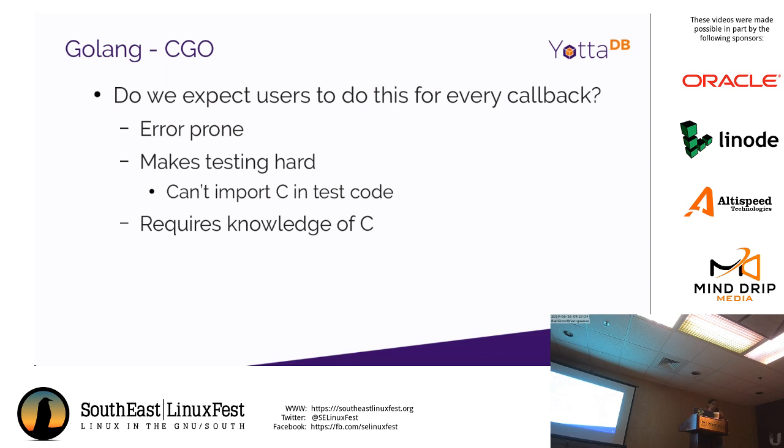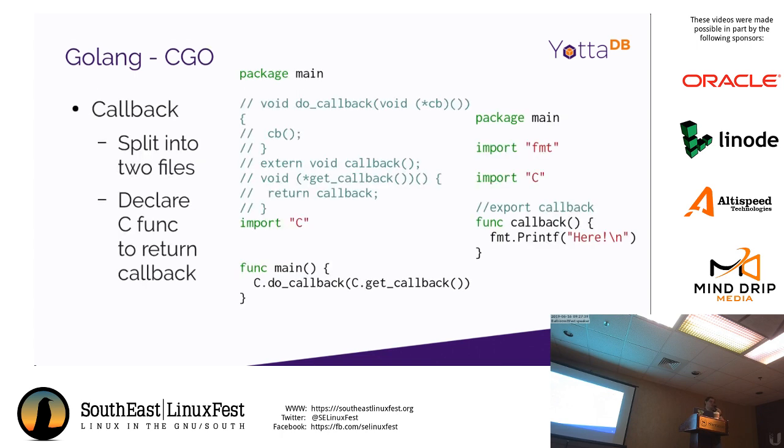So now I have to create some kind of infrastructure to allow me to import a C function into my testing code so that I can verify my callback function works as expected. Gets kind of ugly, gets kind of annoying to manage. This also requires that you have some knowledge of C, because you have to declare an intermediary function which takes your thing and returns the callback. Go programmers may or may not know C. We're trying to give them a Go API, so why do we require them to know C? It seems kind of silly.